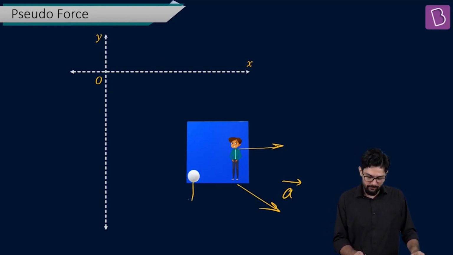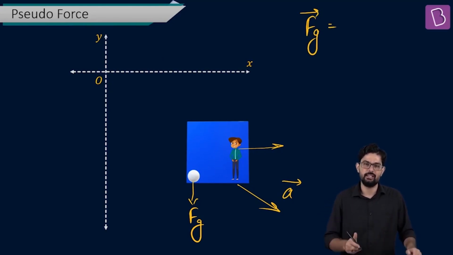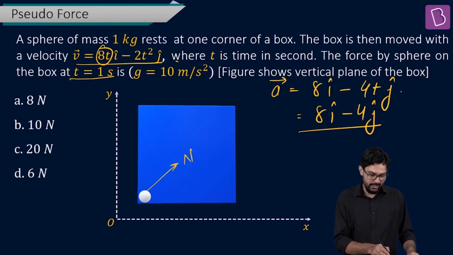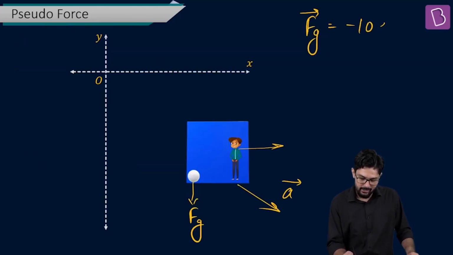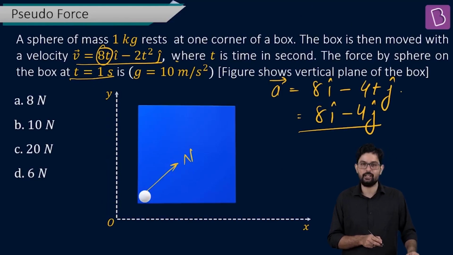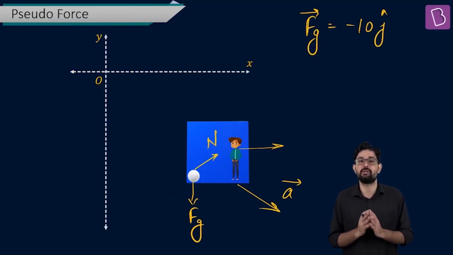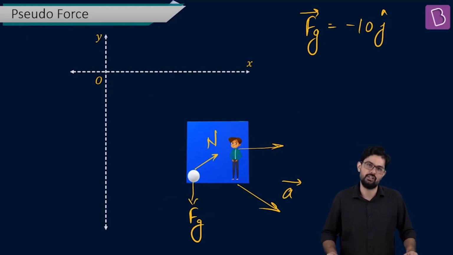Well, one obvious force is the force of gravity, let's say Fg, which is pulling this sphere in the downwards direction. And we can find this value of Fg in vector notation. So this is going to be m into g downwards. m is 1 kg, right? And g is 10. So this becomes minus 10 j cap. Okay. And now any other force that you can think of? Yes, we just discussed the normal reaction acting on this sphere, which will be in this direction. And we have to find this. So this is N. And a pseudo force will come into the picture because this frame is non-inertial.